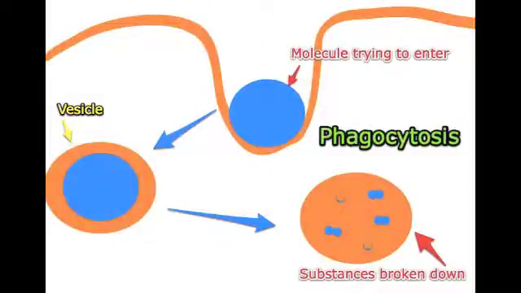Phagocytosis is one of many types of endocytosis. Its membrane obtains the substance trying to get in and simply breaks it down.